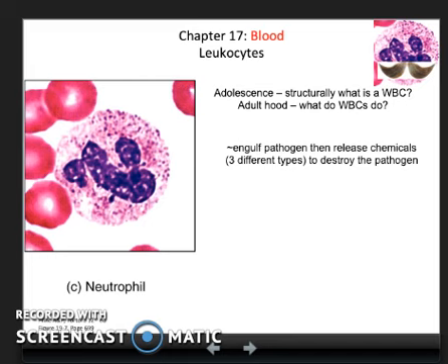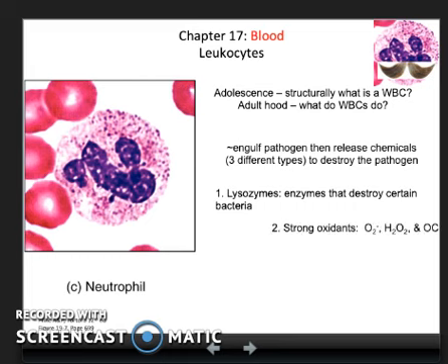So let's talk about that. One of the chemicals they can release are lysosomes. These are enzymes that will destroy certain bacteria. They also have strong oxidants: the peroxide anion, which is O2 negative, hydrogen peroxide, which is H2O2.